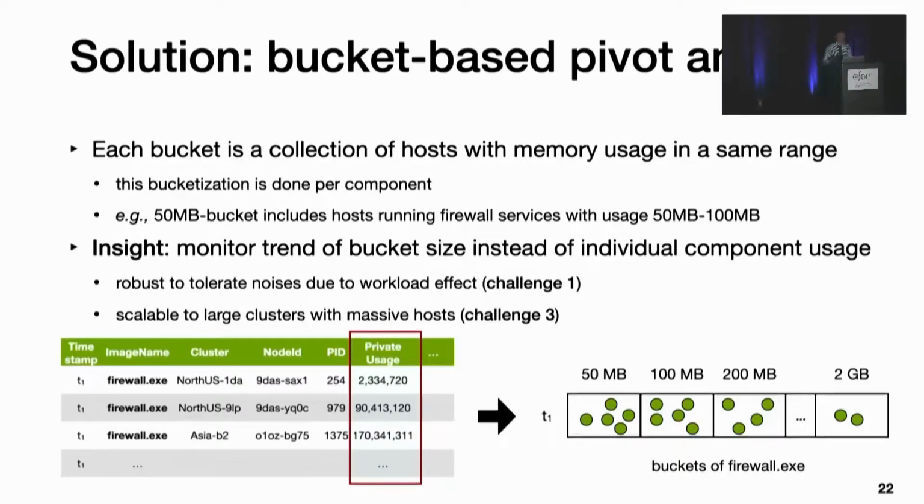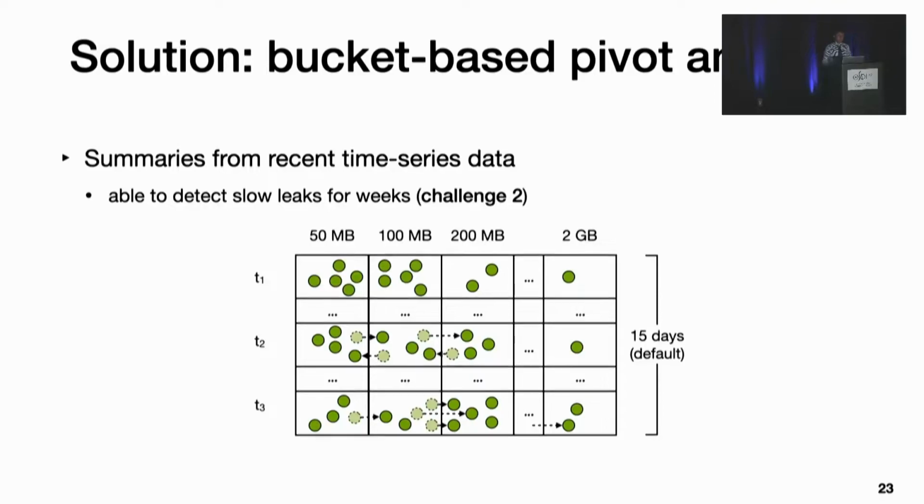RESIN first collects usage data from the deployed monitoring agent on each host. It then groups the usage data into buckets. It builds a summary table using the most recent time period. By default, it's 15 days. In this way, we can monitor memory change over a long range to detect slow leaks.